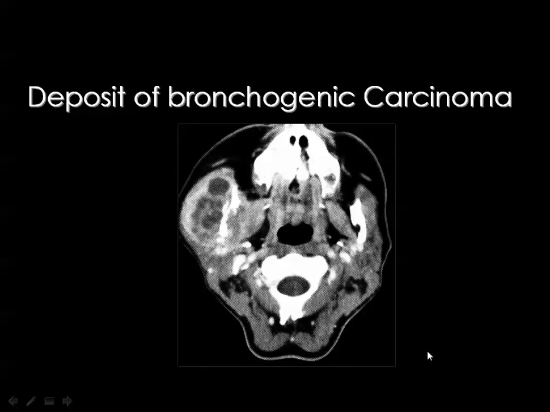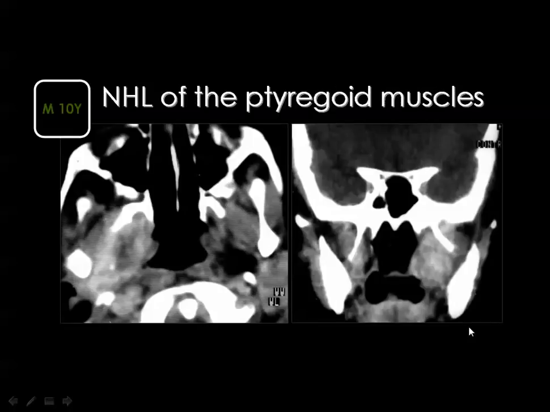Also, this patient had a bronchogenic carcinoma metastasizing to the ramus of the mandible. There is a big mass, and the mass is also infiltrating the pterygoid and the masseter muscle, destroying the mandibular ramus, encroaching on the parapharyngeal fat.